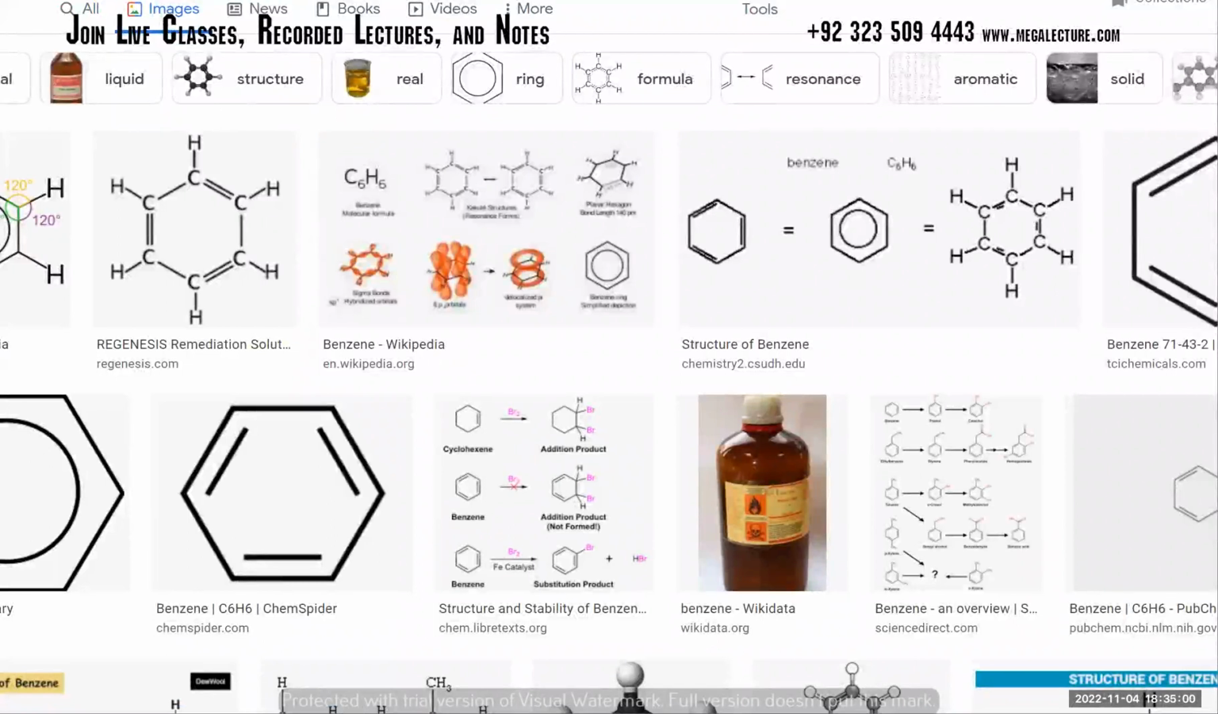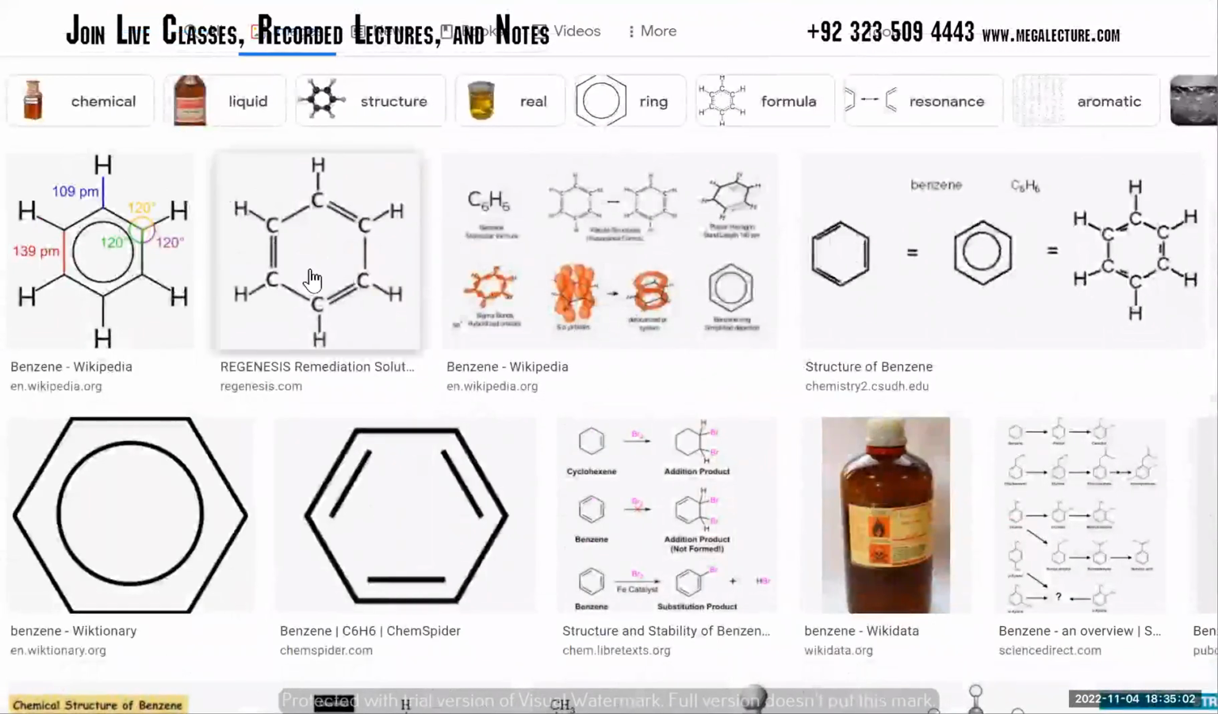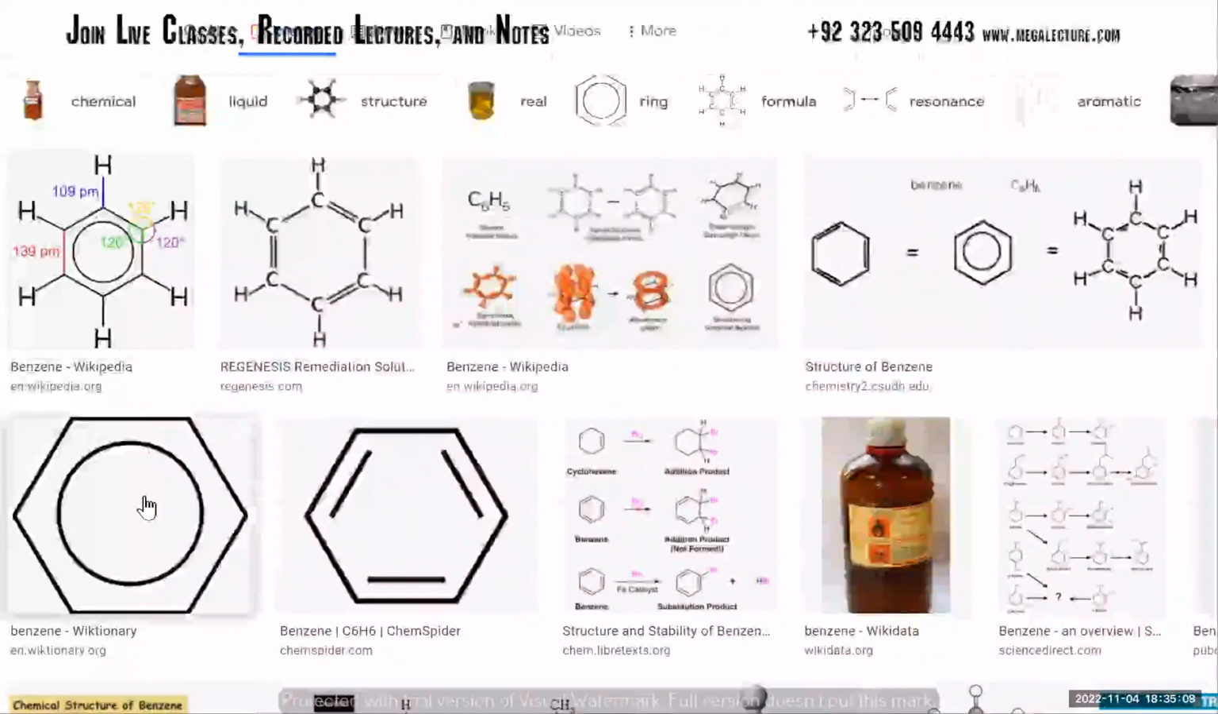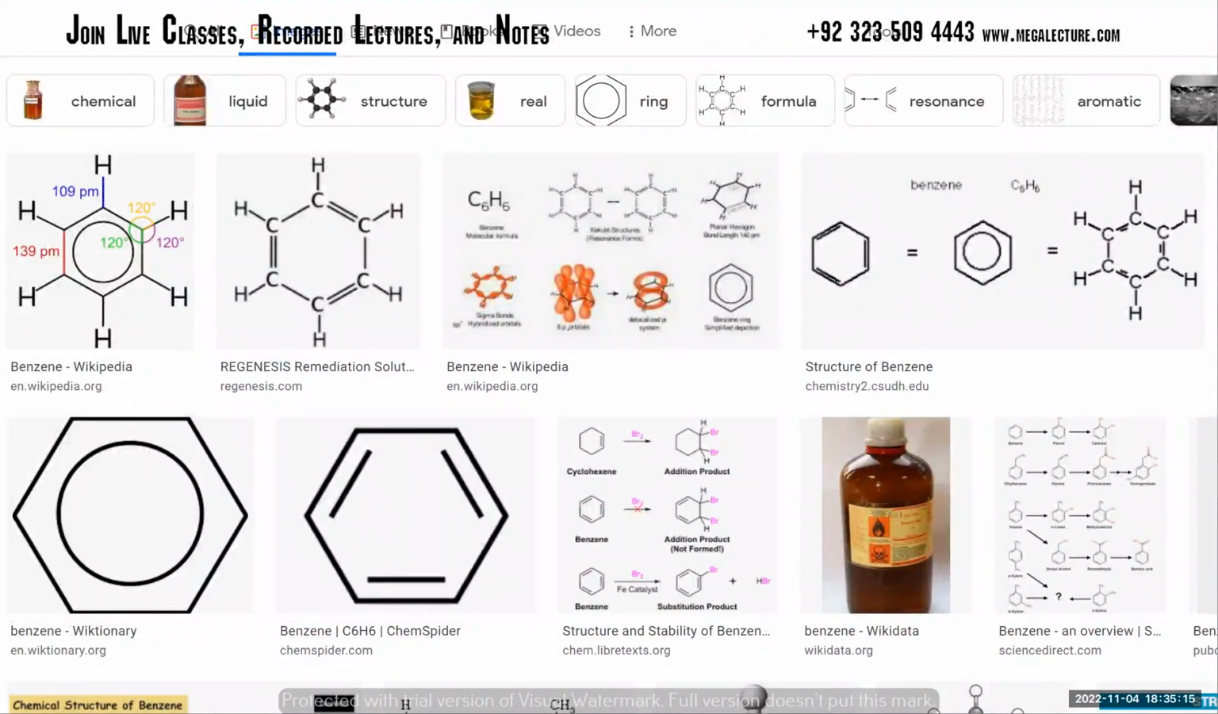For example, if you Google benzene, you're getting this structure and you're also getting this ringed structure, right? The one you're supposed to use is the ringed structure. But before that, I'm going to explain why you have a ring over there. This one is correct as well.